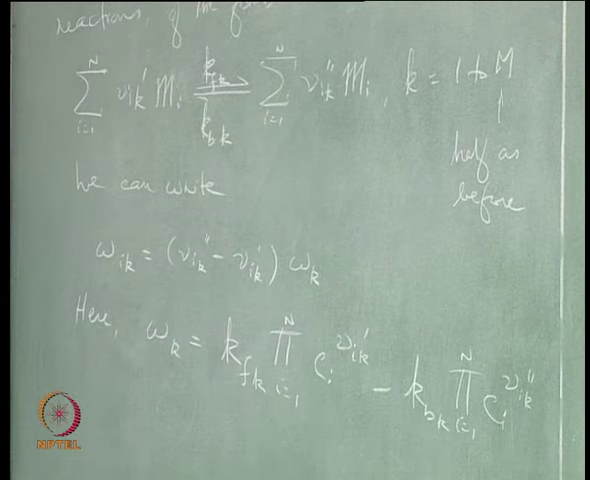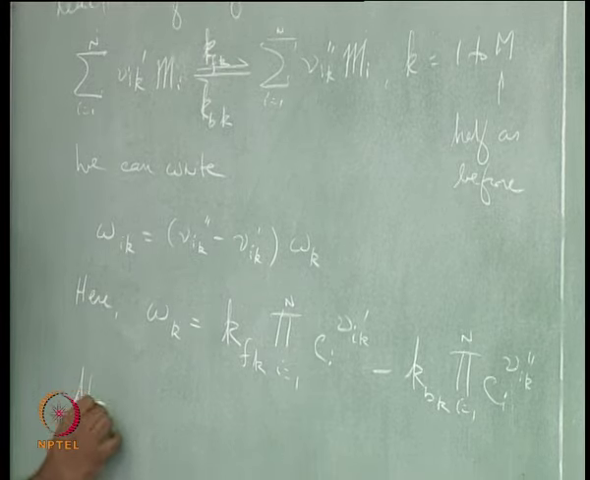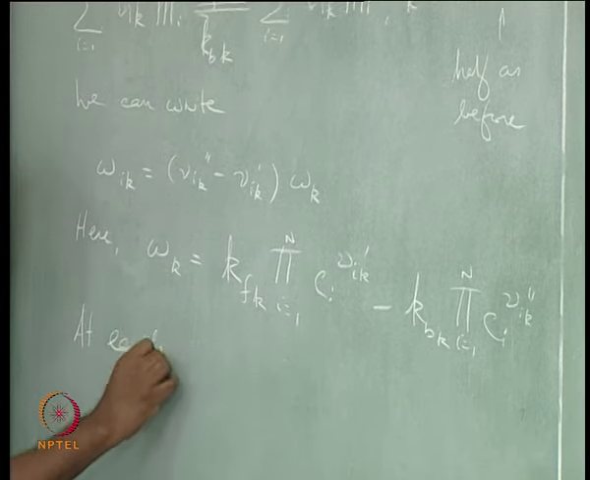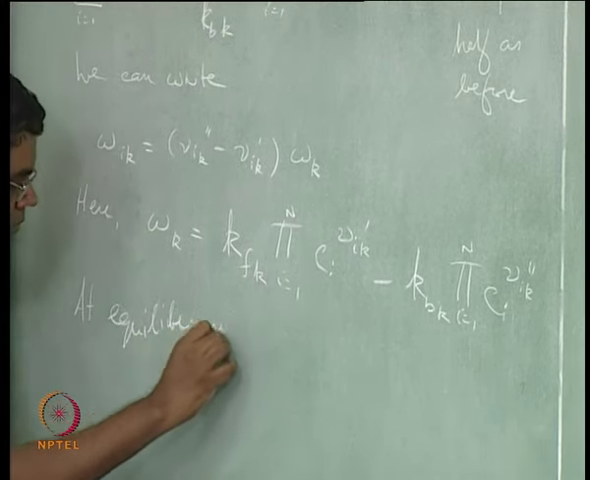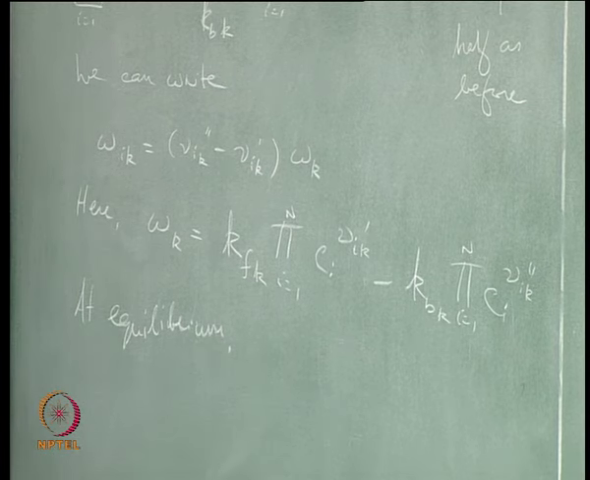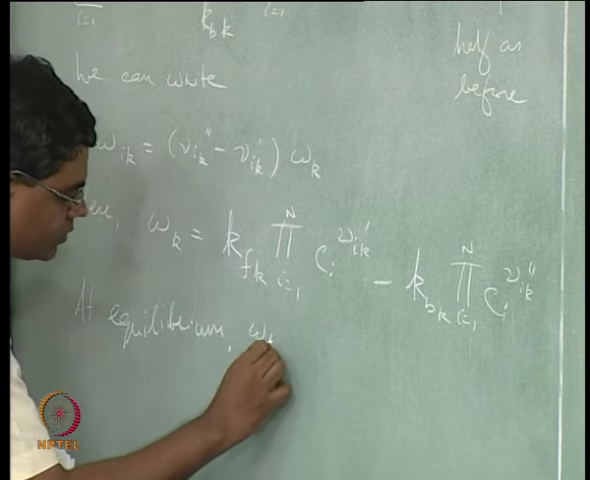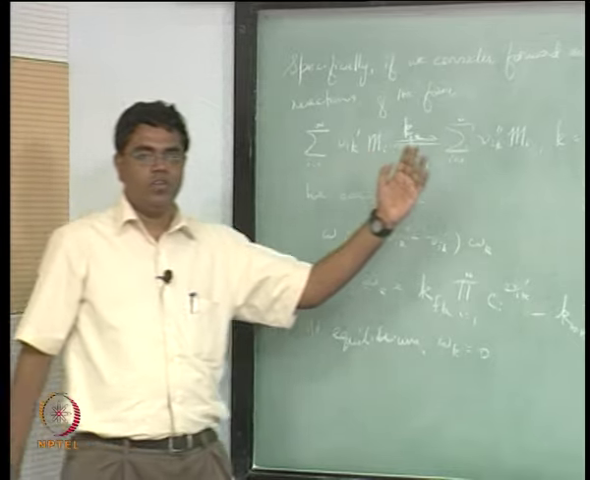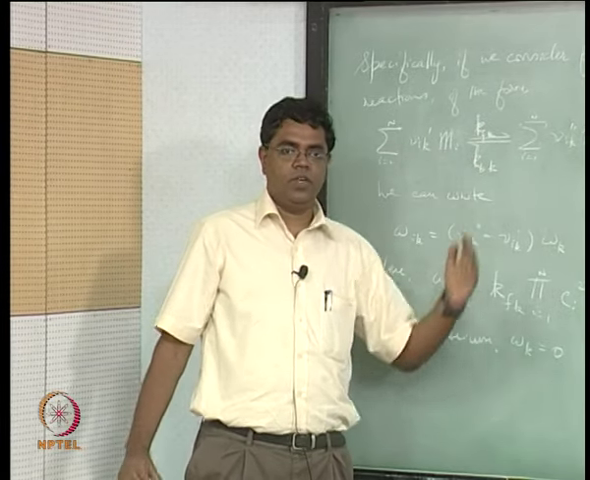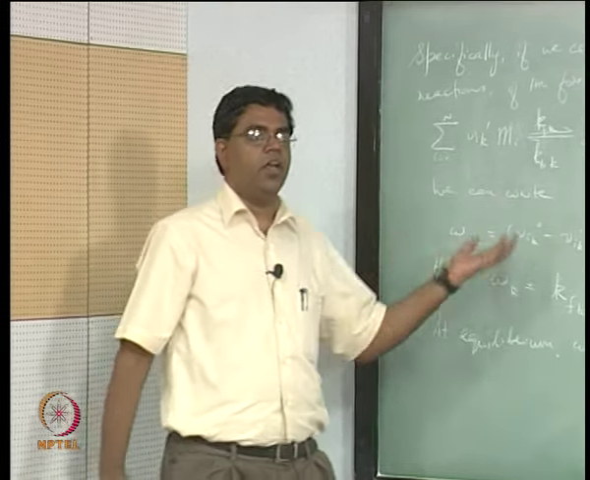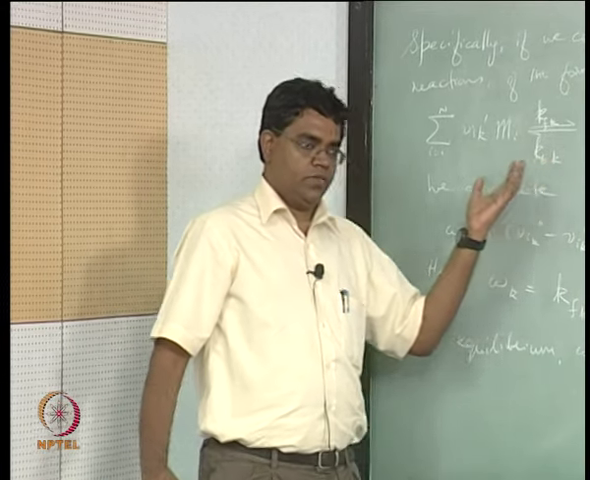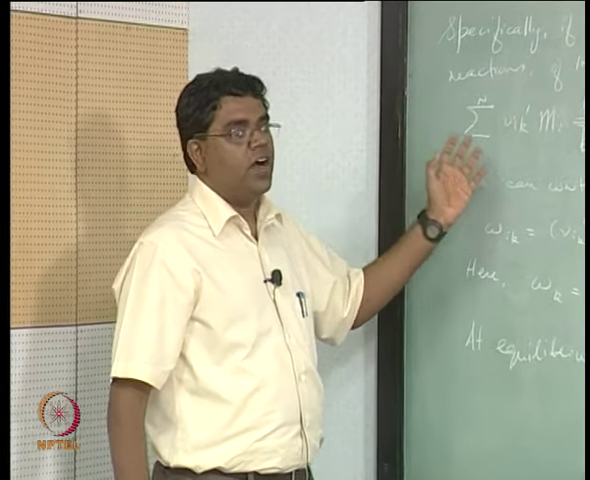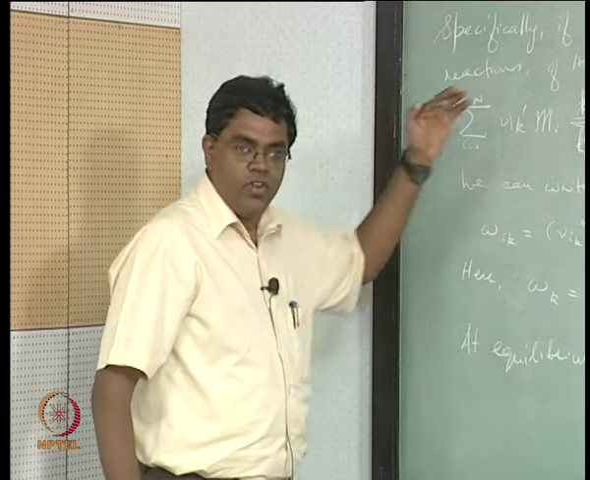Then at equilibrium, omega k equal to 0. That means the rate at which the forward reaction takes place should be equal to the rate at which the backward reaction takes place. Okay, then you have an equilibrium, it is a dynamic equilibrium. That does not mean that the reactions are not taking place. The reactions are taking place.